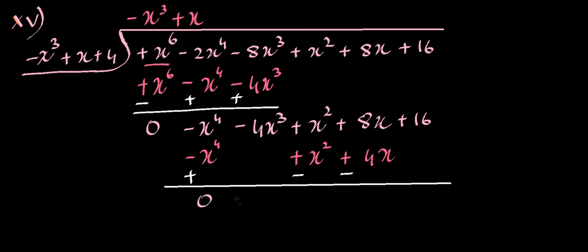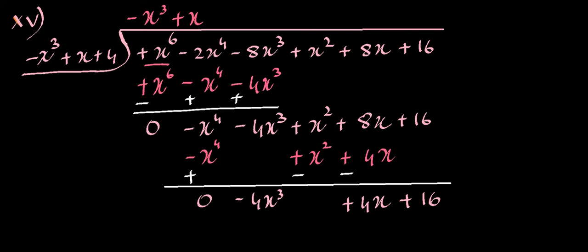0 minus 4x cube. Wow, even this is getting cancelled, but I'm not writing a 0 over here in between. Now 8x minus 4x gives me plus 4x and plus 16 comes down as it is. Children, it's not necessary to write a 0 in between for confusion. Okay, we can avoid it.